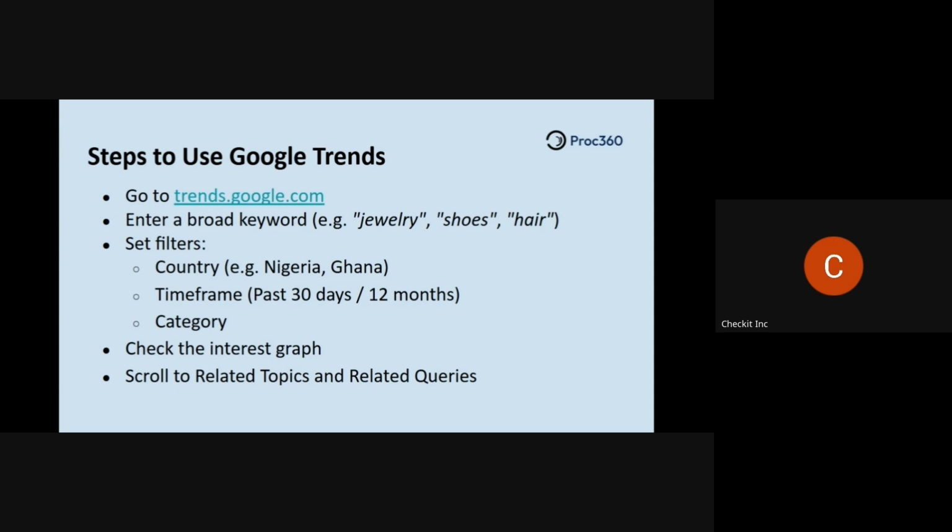We did this graph thing in school. And for those who are into data analytics, you know how it works. So you're checking, is it going up? Is it coming down? Something like that. Then after that, you scroll to check the related topics and related queries.